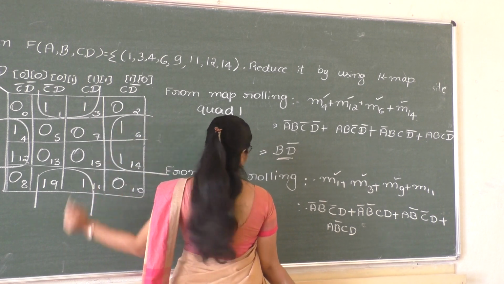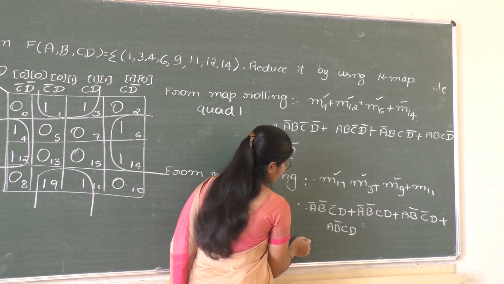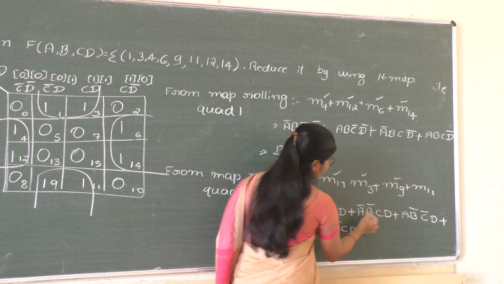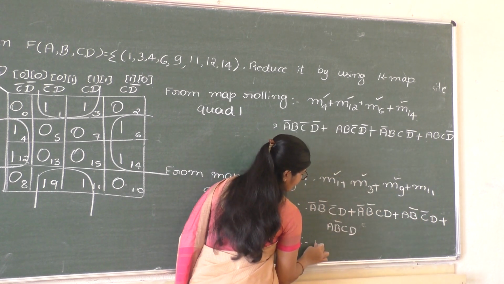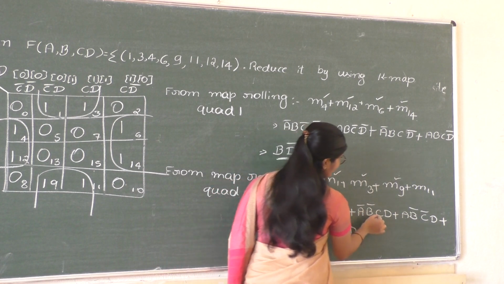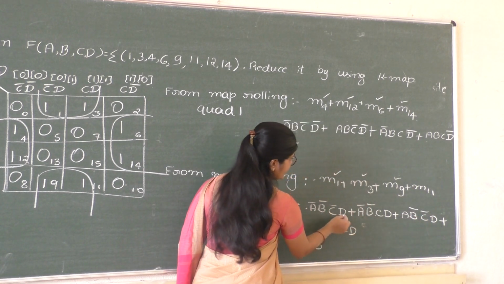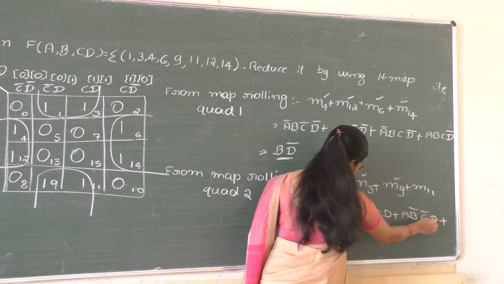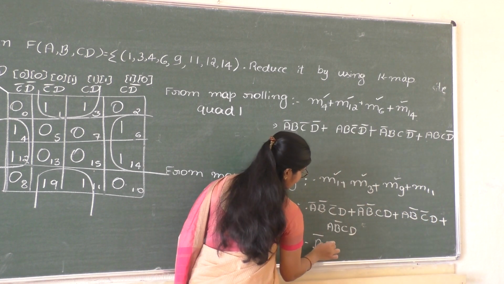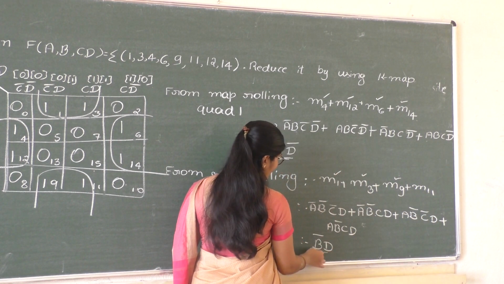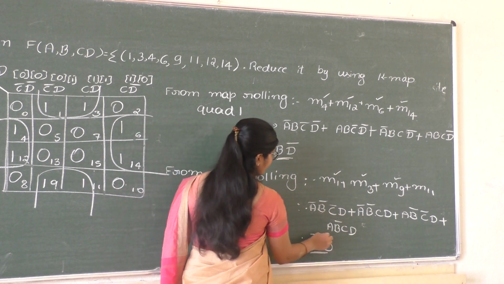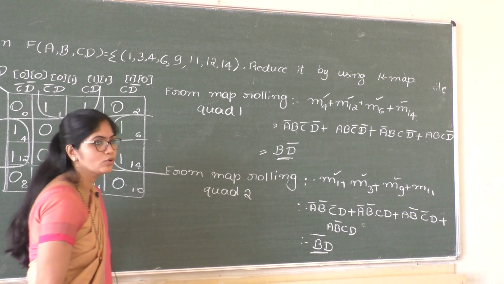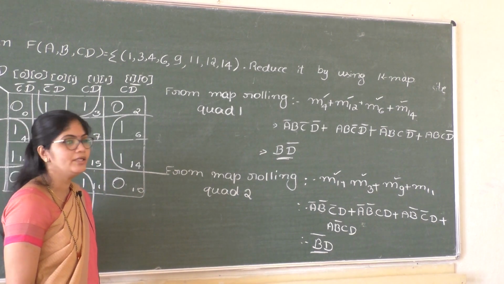Okay, now common variables: A bar is not common. Next B bar, yes, B bar is the common variable. Next C bar is not common. Next D, yes, D is the common variable. So from map rolling quad 2 we get B bar D. From map rolling quad 1 we got B D bar.